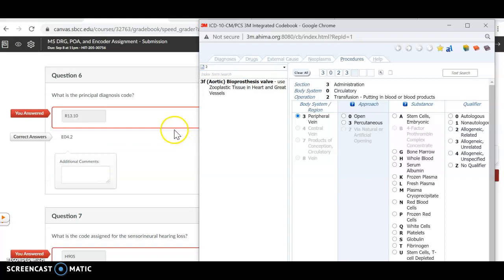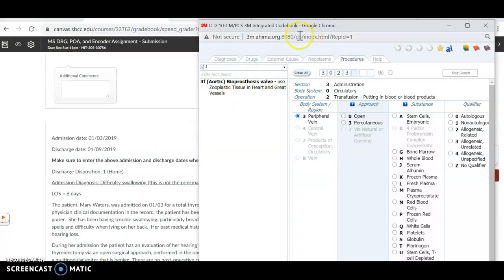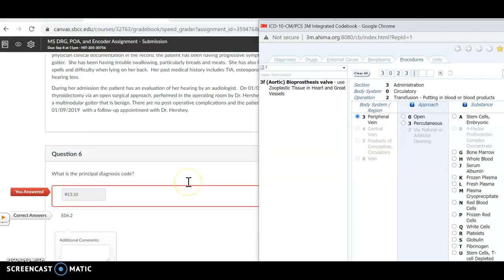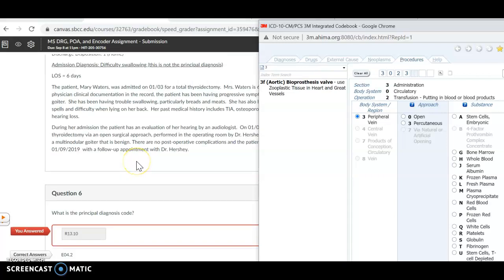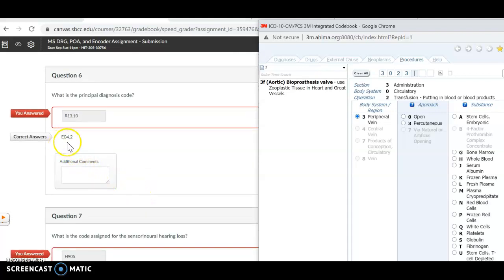Principal diagnosis code for this one here. Once again, you have R13.10. Keep in mind, difficulty swallowing, once again, this is not the principal diagnosis. The principal diagnosis is going to be the multinodular goiter. So you don't go back and review your signs and symptoms. You don't very often have a sign and symptom as principal diagnosis when you have another substantial diagnosis there. Okay, so keep that in mind.